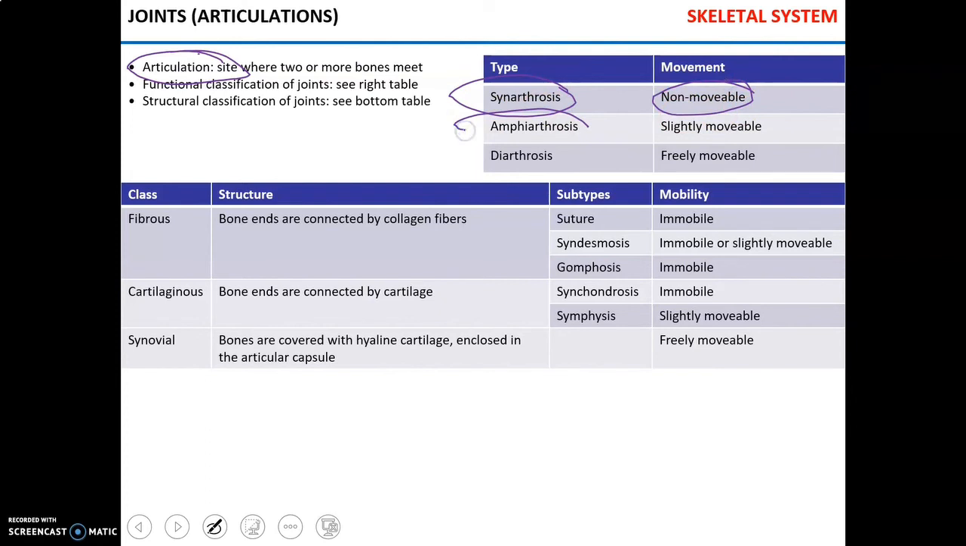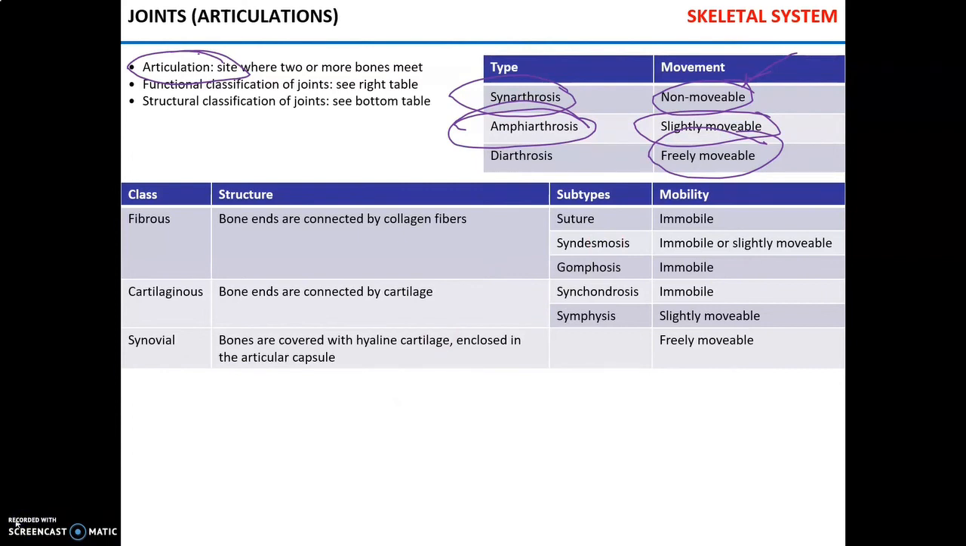An example would be the sutures between the bones of the cranium. Amphiarthrotic joints are slightly movable. For example, the pubic symphysis, the joint between 2 coxal bones. And diarthrotic joints are freely movable. Examples would be, for instance, elbows or shoulders or hips.